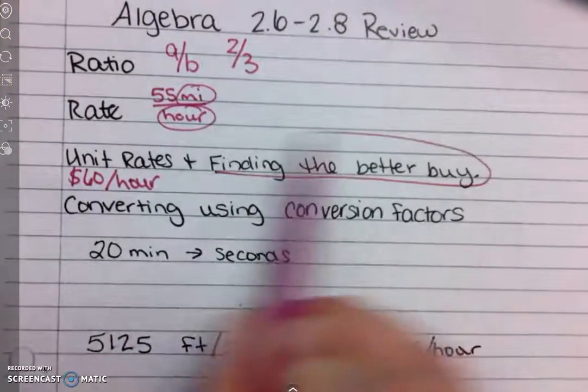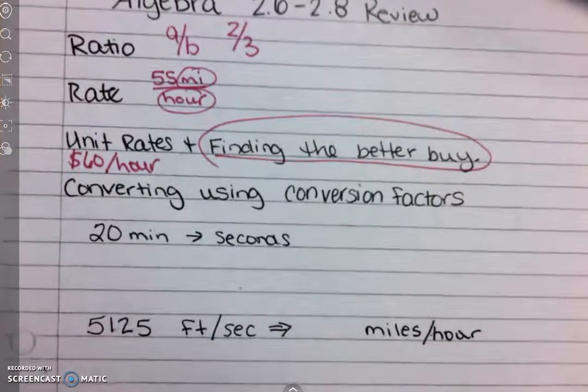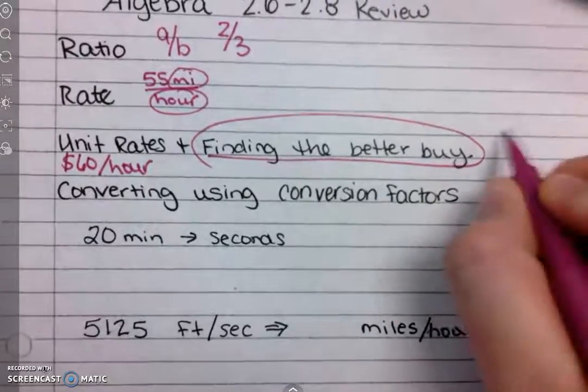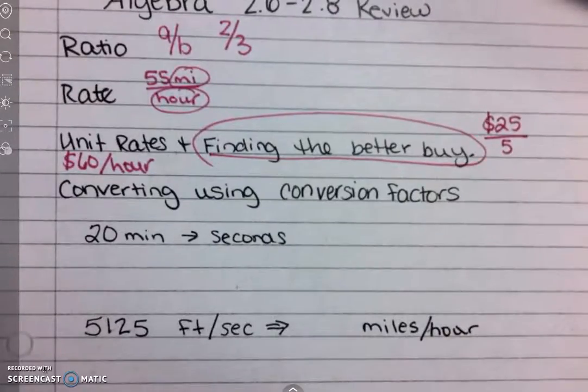So finding the better buy, if you are given, you either can buy 5 t-shirts for $25 or 6 t-shirts for $26, which is the better buy? Probably the 6, right? But you would need to show the work. So if you had $25 for 5, you would want to find the unit rate. A lot of the times when you go to Walmart, it's going to show you exactly what the unit rate is on the little tab. But it's still good to know.